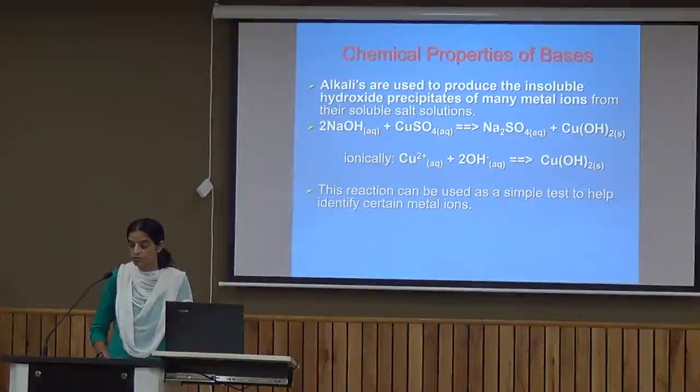Alkalis are used to produce insoluble hydroxides, and since these hydroxides are insoluble, we call them precipitates. In the reaction shown here, sodium hydroxide reacts with copper sulfate and forms sodium sulfate and copper hydroxide. Copper hydroxide appears in the solution in the form of a precipitate. Precipitate means an insoluble solid which is formed in the solution. So this reaction is a simple test to identify certain metal ions and can also be referred to as a precipitation reaction.